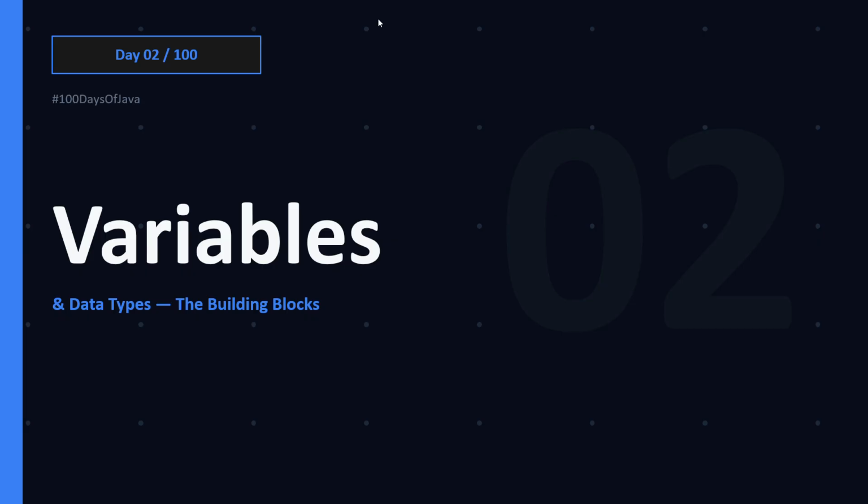Yesterday we set up our environment. Today we are going to learn the most fundamental concept in any programming language: variables and data types. Think of today as learning the alphabets of Java. Without this, nothing else will make sense. So let's get started.